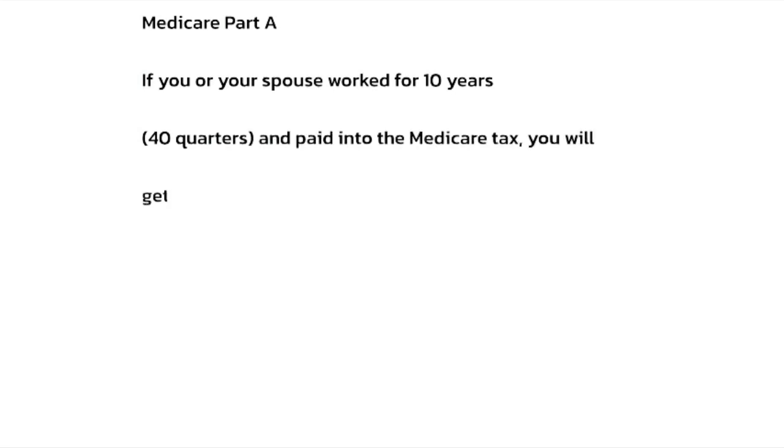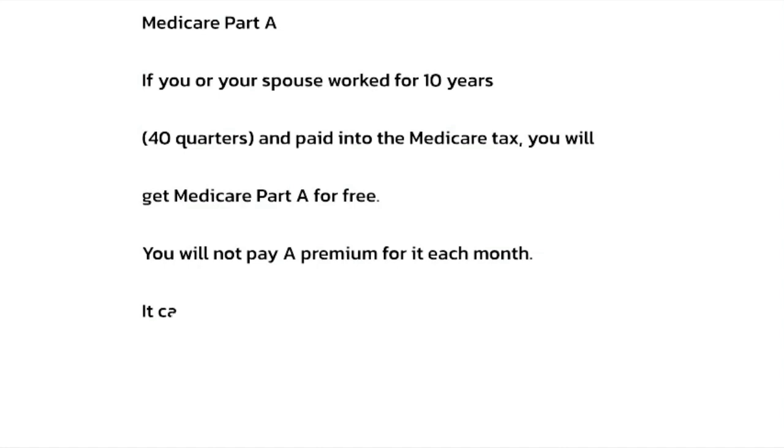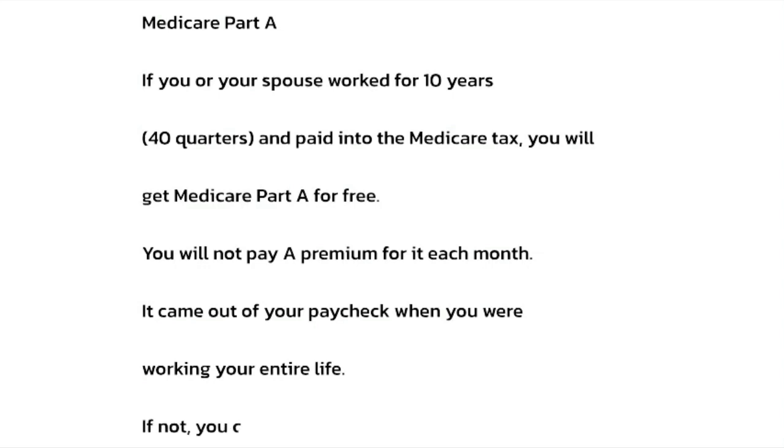Medicare Part A, if you or your spouse worked for 10 years, 40 quarters, and paid into the Medicare tax, you will get Medicare Part A for free. You will not pay a premium for it each month. It comes out of your paycheck when you're working. If not, you can get Part A for a monthly premium.